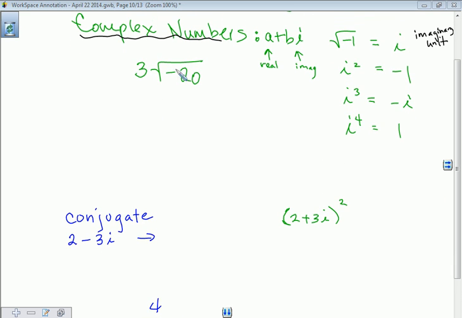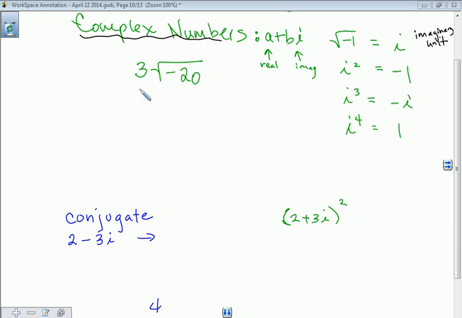Like if you type in 3 times the square root of negative 20, it's not going to give us the right form. It'll give us the decimal approximation instead of the exact radical. Mine didn't even give me that. It just said domain error. Did you put it in a plus bi form? Like i squared, though, it'll give you negative 1.